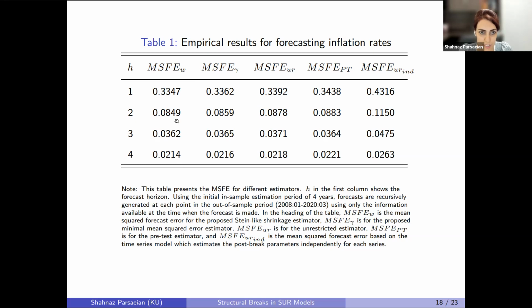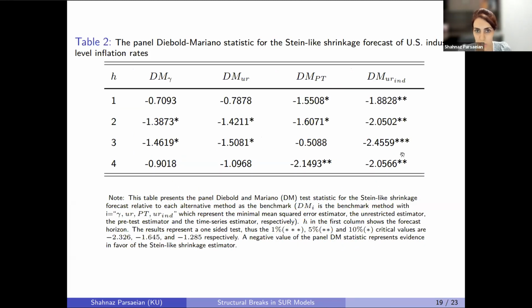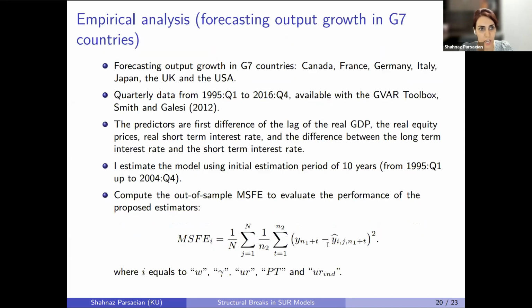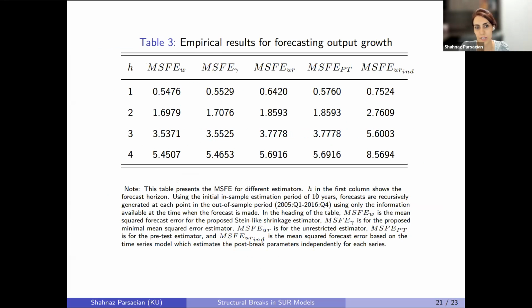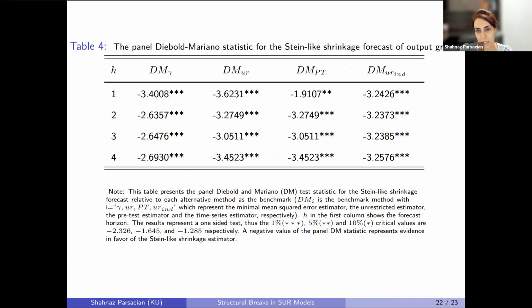And to see whether this outperformance compared to the other methods is statistically significant or not, I am reporting the Diebold-Mariano statistic. And here the result shows that the outperformance is statistically significant at 5% or 10% significance level. I also applied the method for forecasting real output growth in G7 countries, and we have a similar result. The Stein outperforms other methods, and the outperformance is statistically significant at 1% significance level.